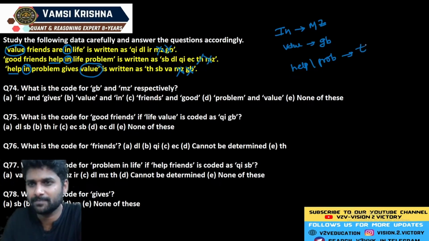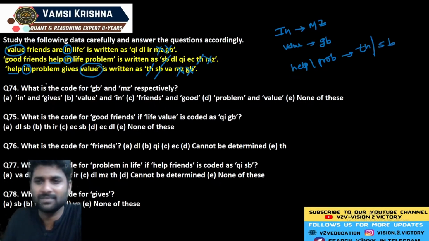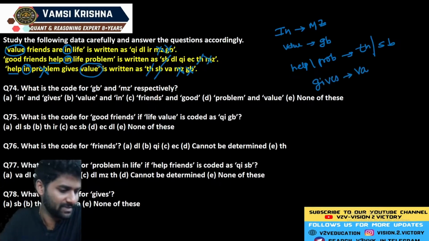That is TH. Next one, SP. TH and SP. So we are done with the help and problem. Now you will get the code language for gives. Gives is equal to VA.